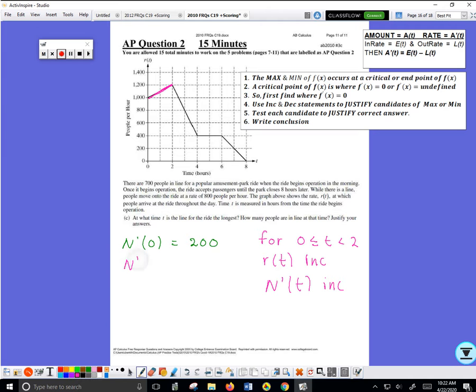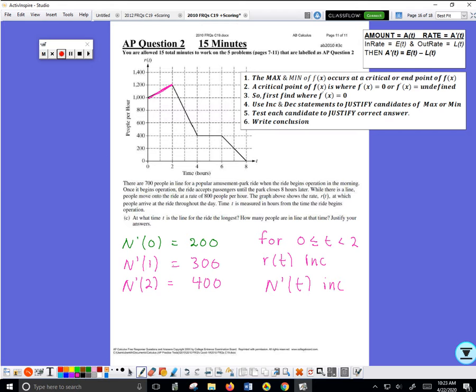Answer this one for me, Amanda. What would n prime of 1 be approximately, as best you can tell from the graph? 300? Perfect. Does that make sense? Uh-huh. And then, Kenzie, tell me, what would n prime of 2 be, as best you can tell? 400. Make sense? So you can tell it's increasing. Just don't use the word "it." What's increasing? N prime. N prime is increasing, yes.